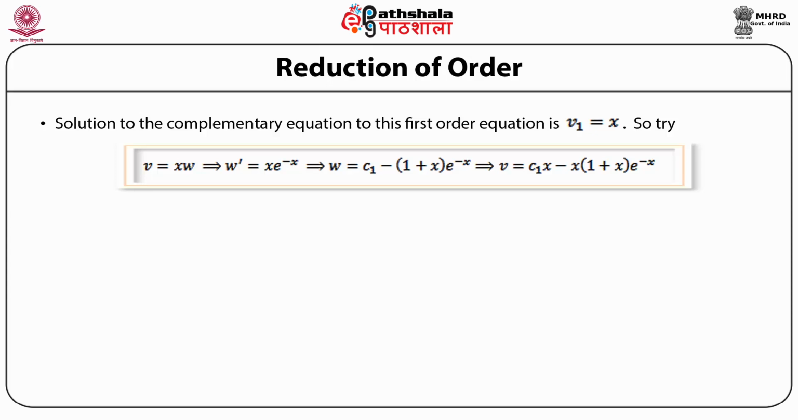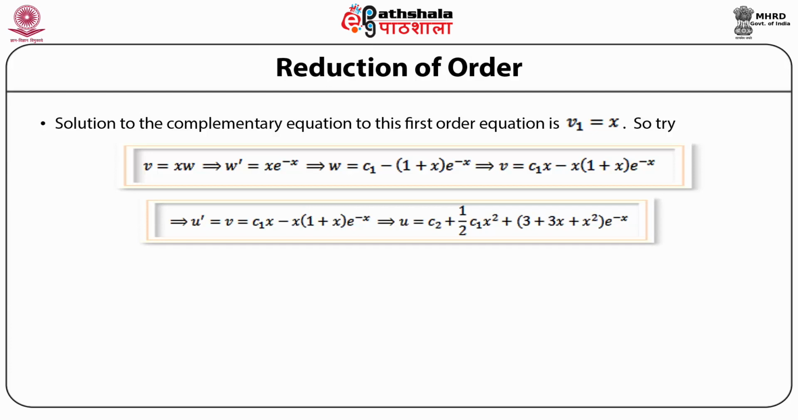v will be given by x times w. So v is equal to c1 times x minus x times (1 plus x) multiplied by e raised to power minus x. u prime is equal to v, and is equal to c1 times x minus x times (1 plus x) multiplied by e raised to power minus x. I can integrate this equation to obtain u as c2 plus 1 by 2 of c1 x squared plus e raised to power minus x times within the bracket 3 plus 3x plus x squared.